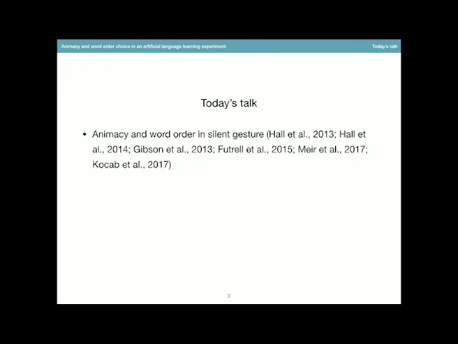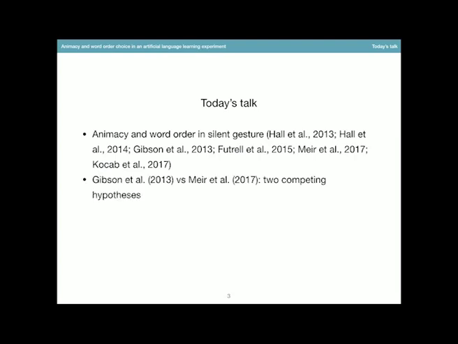In recent years, quite a few studies have used the silent gesture paradigm to investigate exactly how word order is influenced by animacy. For anyone who doesn't know, in silent gesture, people describe an event, say, using only gestures and no speech, and so they're not constrained by the conventions of their native language.